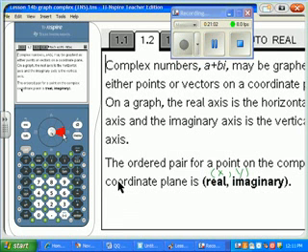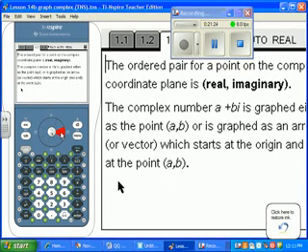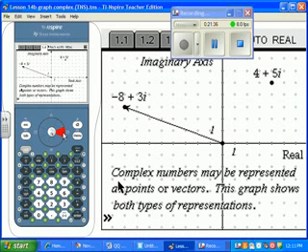So a complex number has two parts. You told me it has a real part and imaginary part, right? So if I told you 3 minus 2i, I've got 3 and negative 2i. Are you okay with that? Okay, so we're going to look at graphing these in just a second. Next page. The ordered pair for a point on a complex coordinate plane is real and imaginary. The complex number a plus bi is graphed as the point (a, b). I already said all this. Okay, go to the next page.